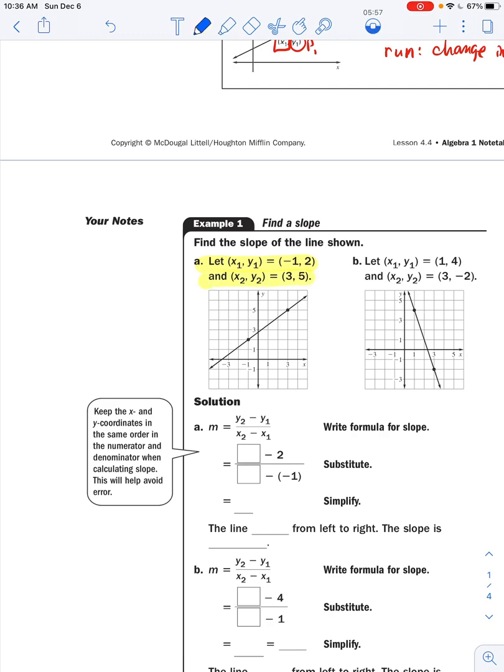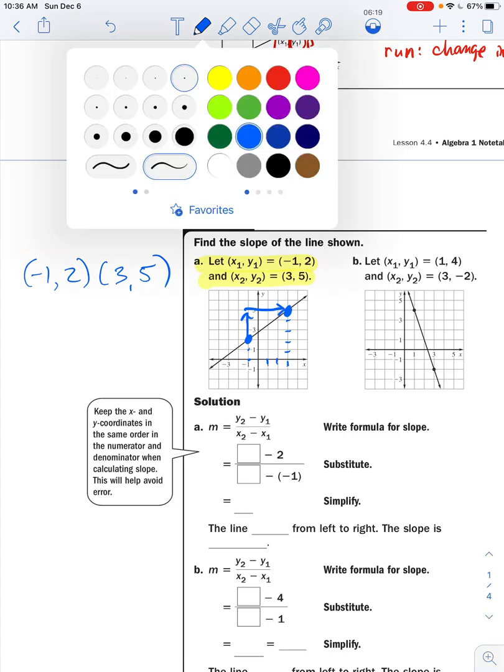So if I write out my points, my first point is -1, 2, and the second is 3, 5. So on the graph paper, you can see they went to -1, up 2, and then 1, 2, 3 over, up 1, 2, 3, 4, 5. So we're trying to figure out how far up and how far over do I have to go?